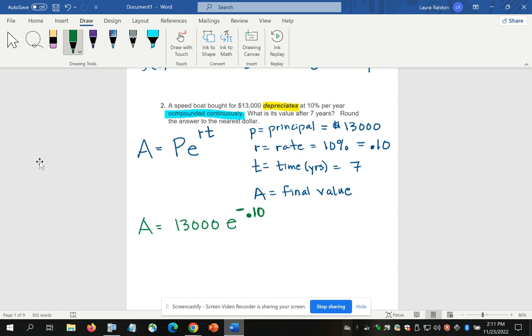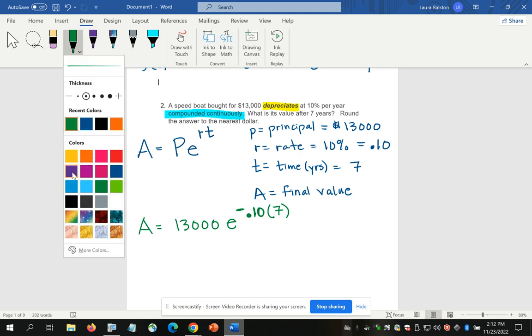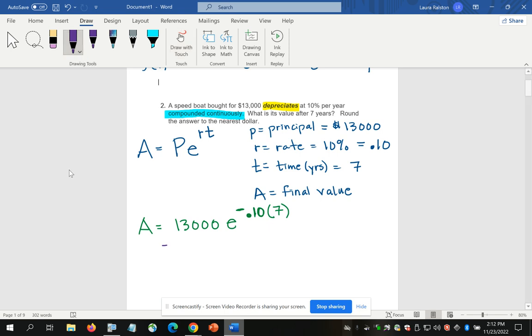My rate of depreciation was 10% per year. Depreciate means you're losing value, so it does have to be negative, and we want to consider what happens after 7 years. Okay, so I've substituted into the formula, and then I can do a little bit of pre-calculation. I have 13,000 times E to the negative 0.7 or 0.70. And from there, I really do need to use a calculator. There's not much else I can do by hand.